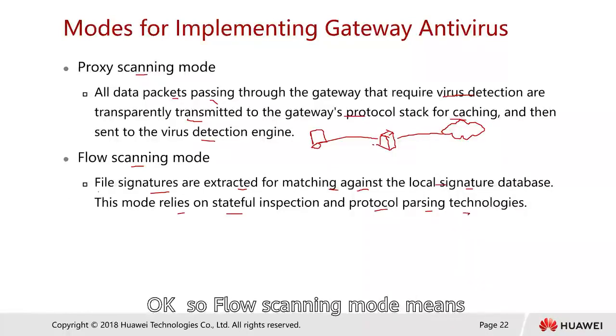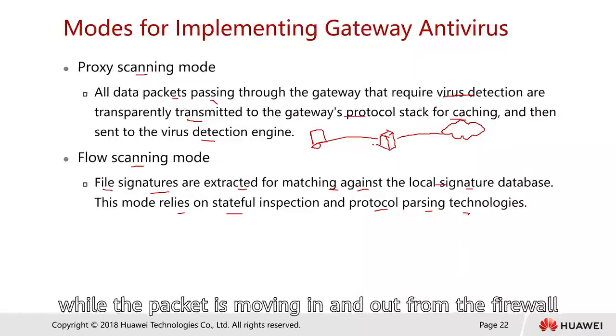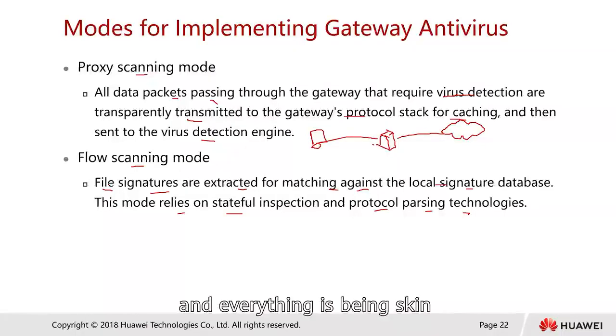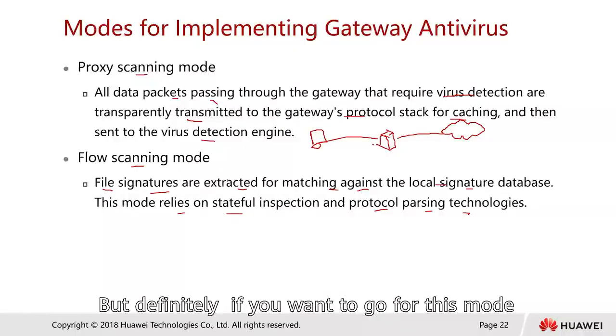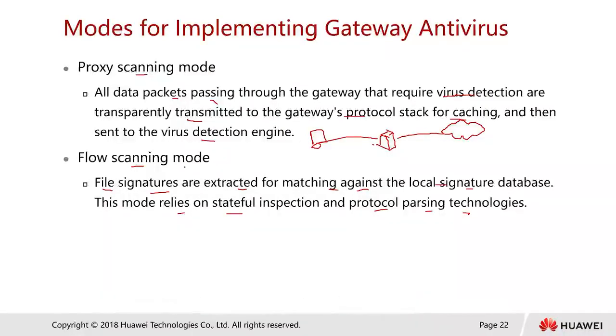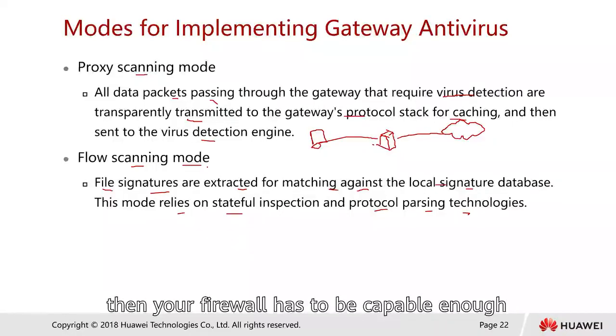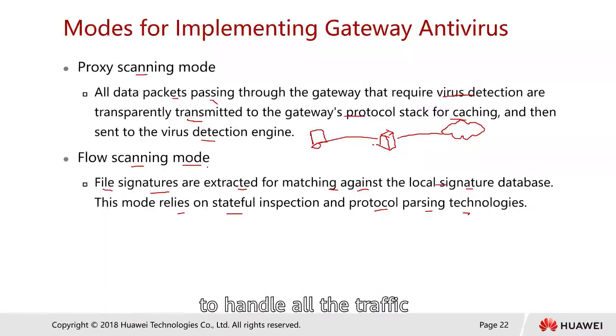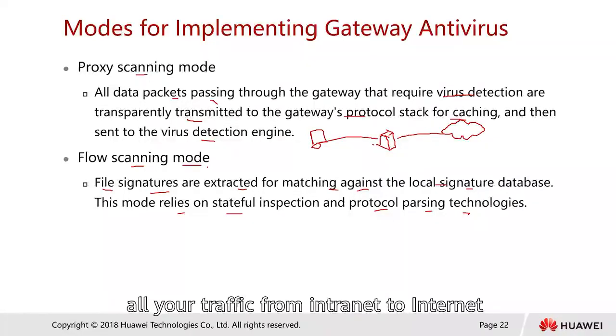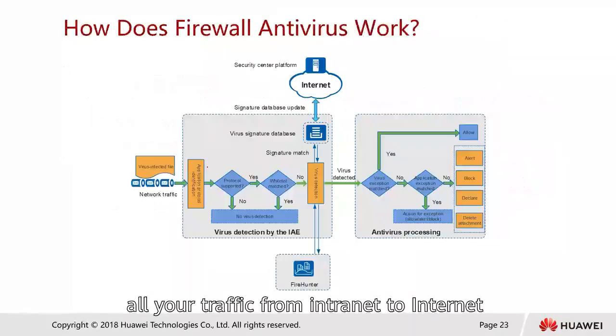Flow scanning mode means that while the packet is moving in and out of the firewall, everything is being scanned. But definitely, if you want to go for this mode, then your firewall has to be capable enough to handle all your traffic from intranet to internet.